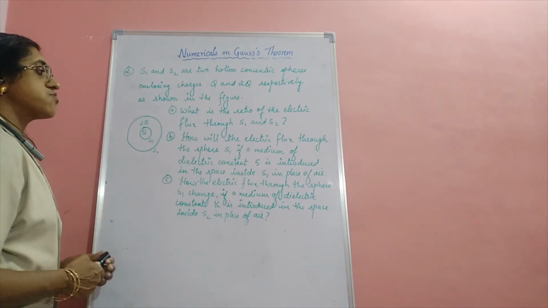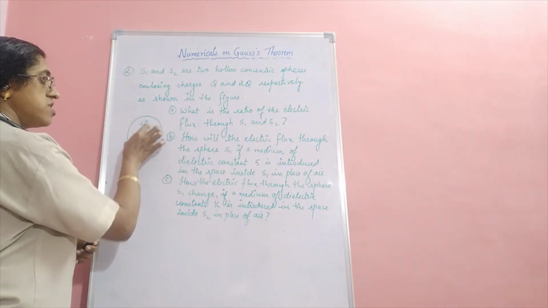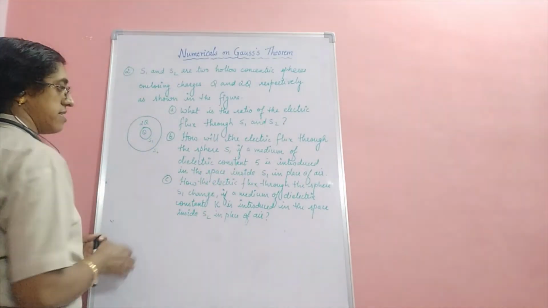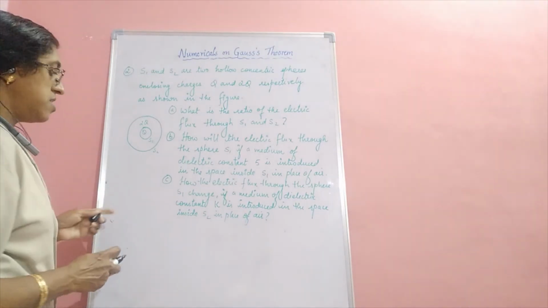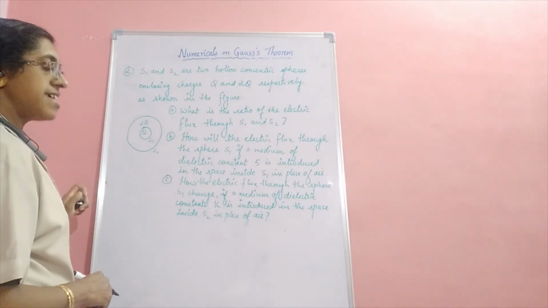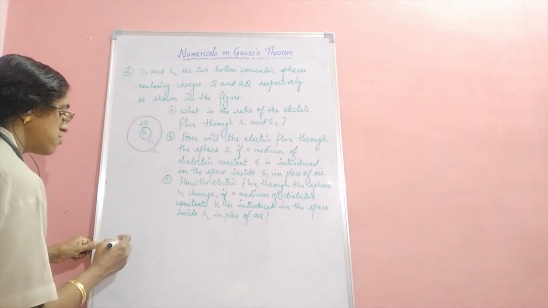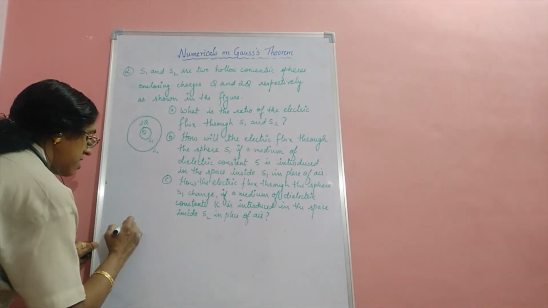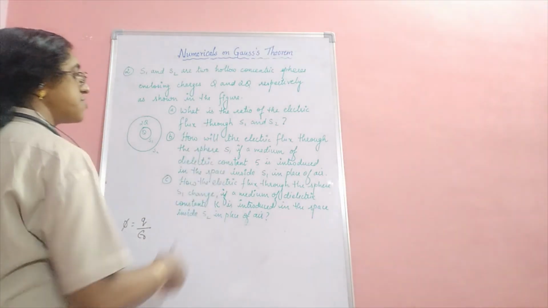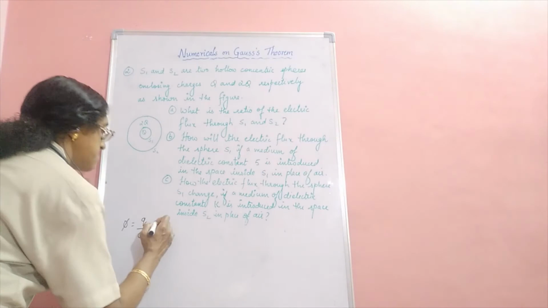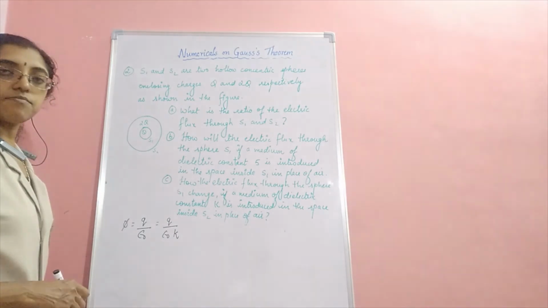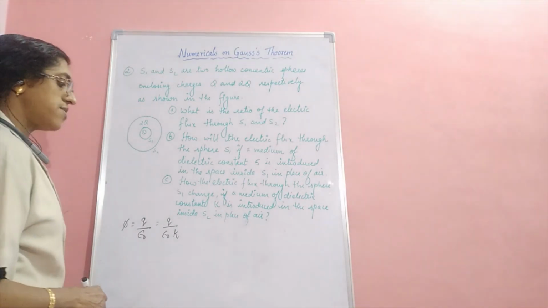How will the electric flux through the sphere S1 change if a medium of dielectric constant K is introduced in the space inside S1 in place of air? Now, we have got a dielectric constant being introduced inside S1. Now, children, as we know, flux phi is equal to Q by epsilon naught. Now, when we are introducing a dielectric constant, it becomes Q by epsilon naught K. That is the value of flux.